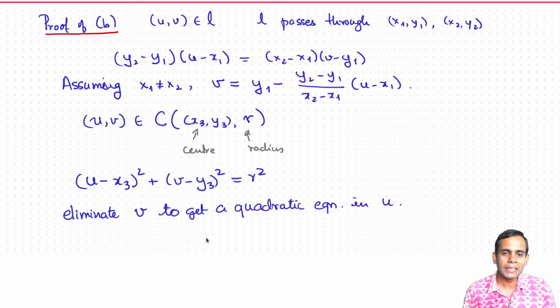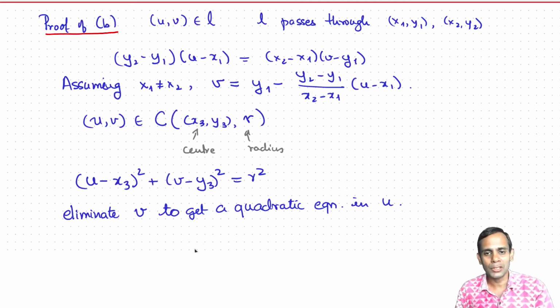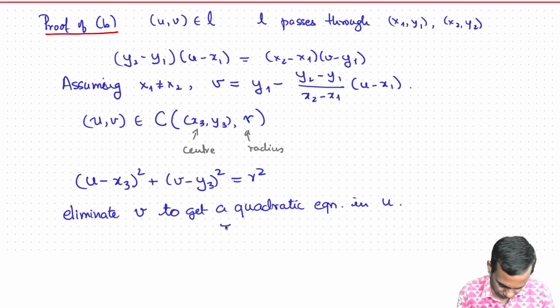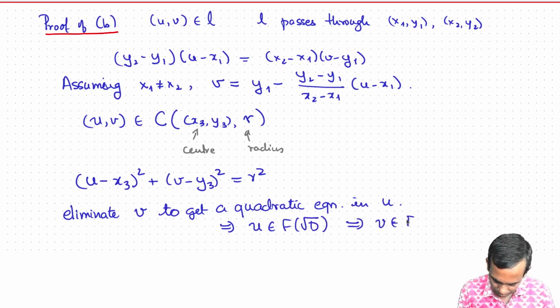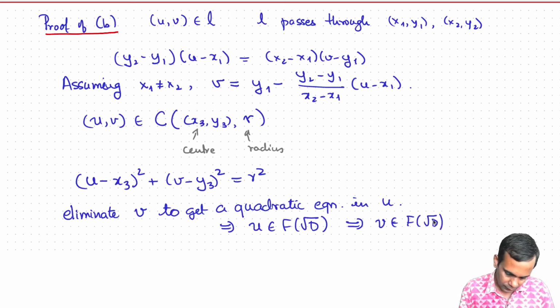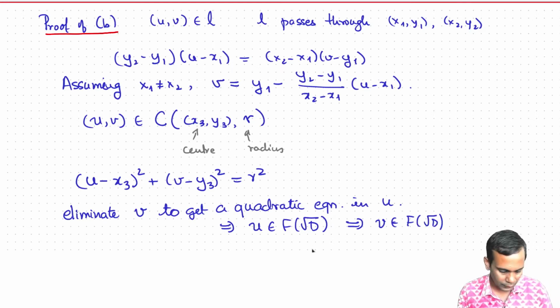And so as we've seen, whenever you have a quadratic equation, its solutions lie in the extension of the field in which the coefficients lie by the square root of the discriminant. So u and v lie in F adjoin square root D, where D is already in F, and this implies that v also belongs to F adjoin square root D, because v can be written in terms of u by this equation here. So u and v both lie in F adjoin square root D.